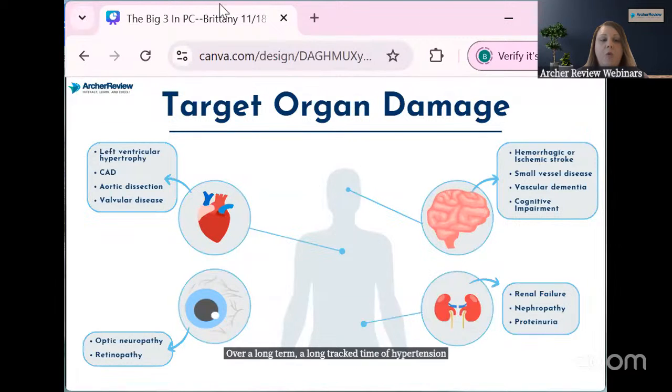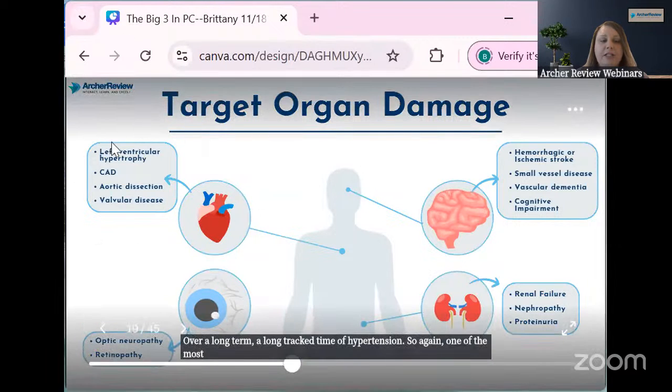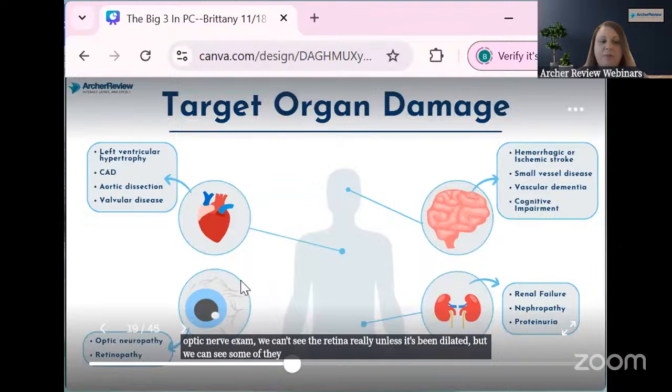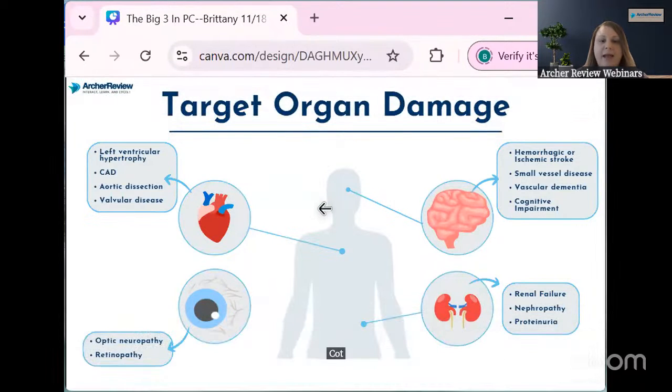So again, one of the main things I'll draw your eye to here is left ventricular hypertrophy. That's something you can see on an EKG. You might even be able to detect it if their apical pulse has shifted. If we're doing a retinal or optic nerve exam, we can't really see the retina unless it's been dilated, so they should be checking in with their eye doctor, but we can see some of those cotton wool spots, things like that.